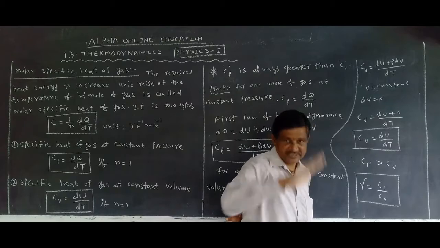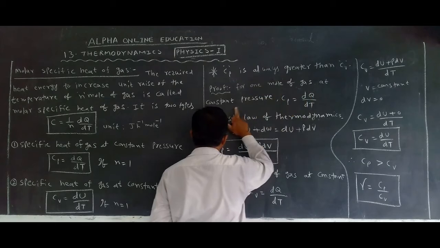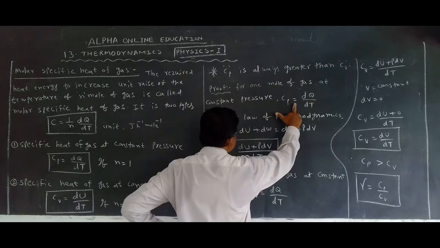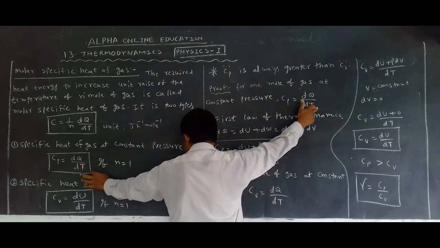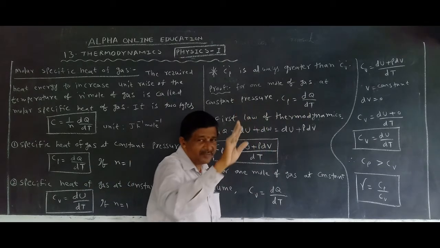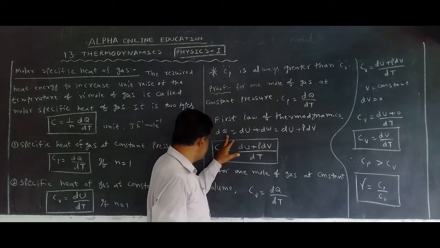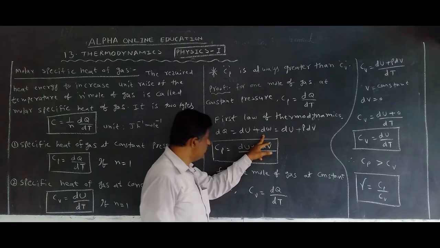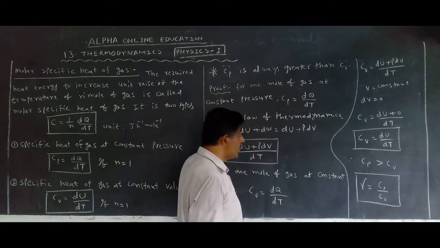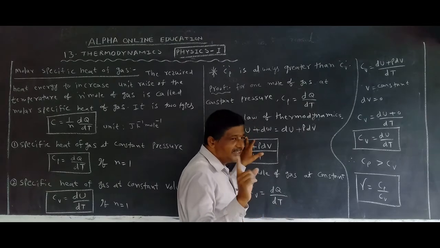Now we want to prove that. How can we prove that? For 1 mole of gas at constant pressure, we know the molar specific heat equation: Cp is equal to dq by dt. Now we know the mathematical form of the first law of thermodynamics: dq is equal to du plus dw, or dq is equal to du plus pdv. Here dq is the supplied heat energy and du is the internal energy.